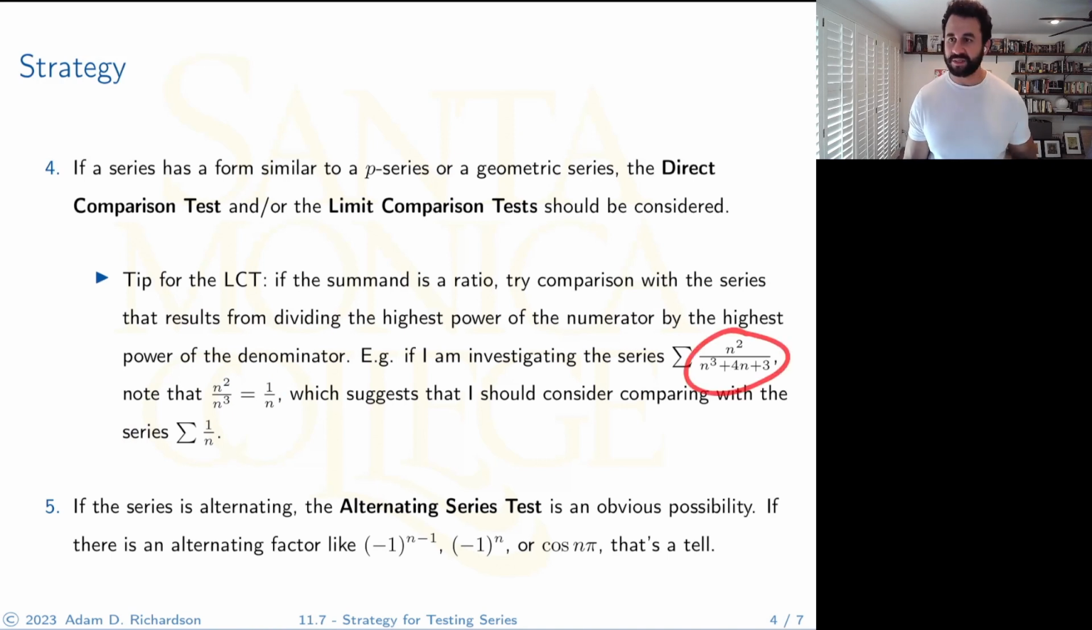So this is asymptotically equivalent to 1 over n. That's really what I mean in a more precise way. This is asymptotically equivalent to 1 over n.